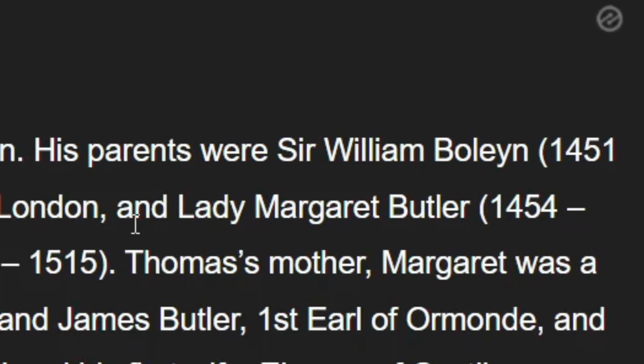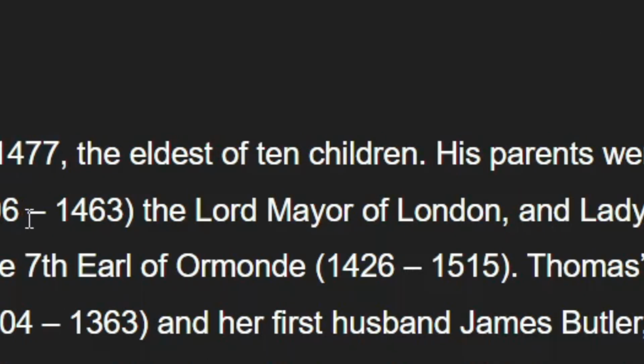1477. His parents were Sir William Boleyn, son of Geoffrey Boleyn. Geoffrey was Lord Mayor of London. So there's some other bits of information about this. Now this is talking about his marriage and issue, or children.